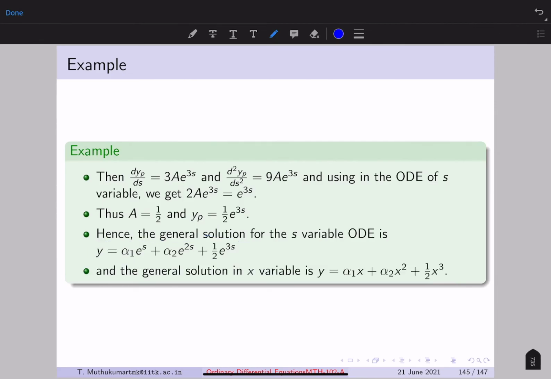Okay, let's look at, and anyway, this I forgot to mention. So this you have solved in the y and s variable, whereas the original equation was given in the x and y variable. So if you rewrite them in the x and y variable, you get the solution for the xy equation. Now let's look at other examples.